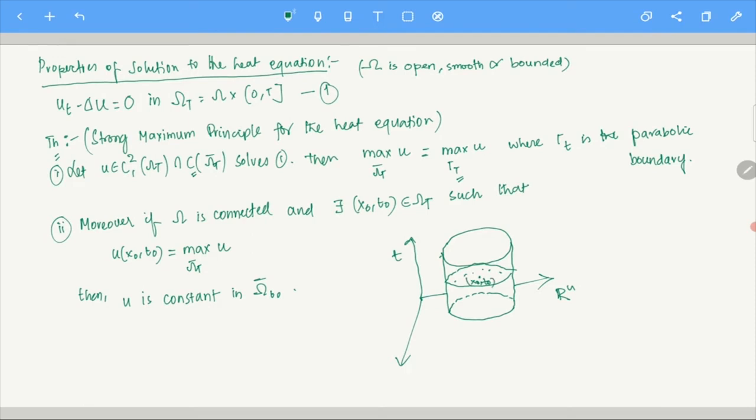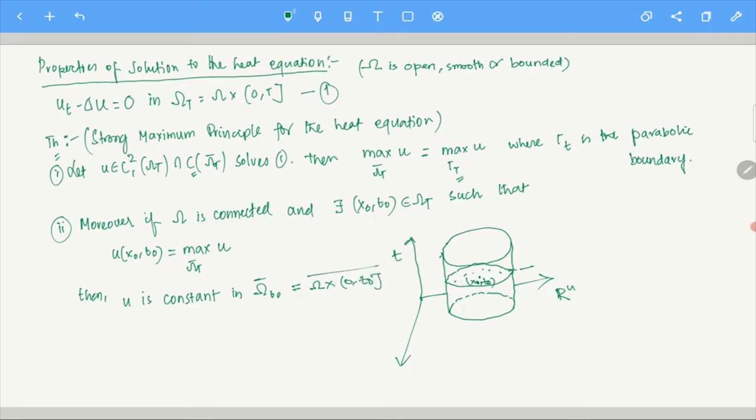If that is happening, then you can say that u is constant, not in the whole thing. It is not saying that u is constant in the whole cylinder, it is saying at this level, so omega t naught, so for all time t less than or equal to t naught. Because if you remember, omega t naught bar is omega cross 0 t naught closure of that, clear, that's it.